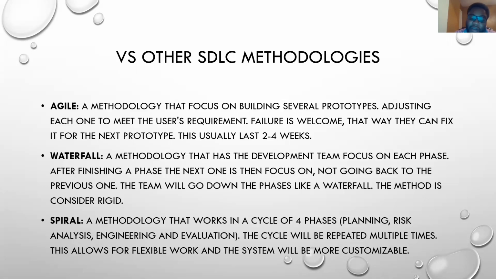This is the spiral methodology, and spiral has four phases: planning, risk analysis, engineering, and evaluation. This methodology is usually repeated multiple times, which makes it the most flexible because they can go back and fix mistakes or customize what they think is right.